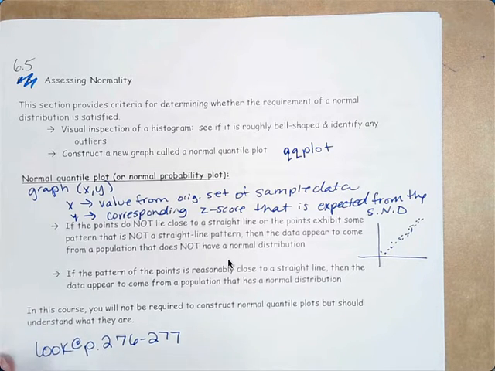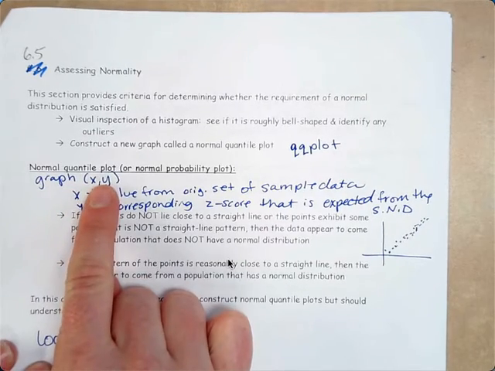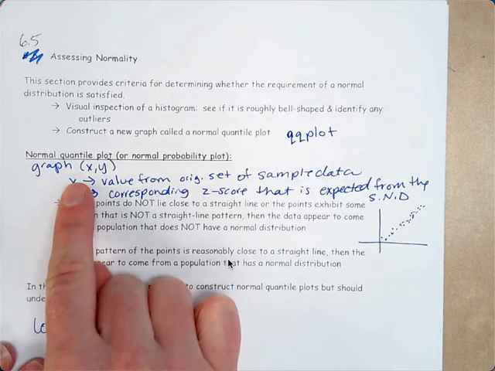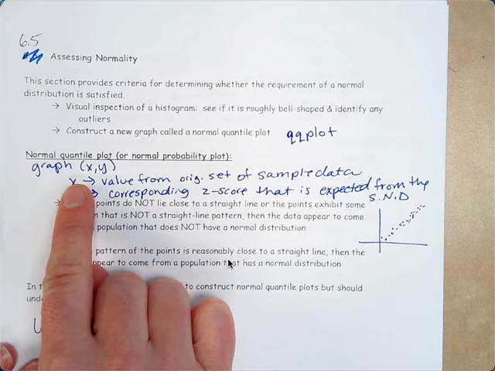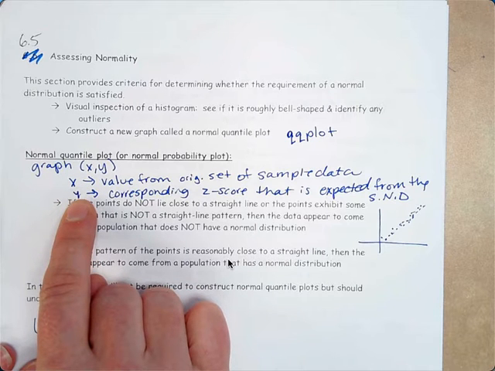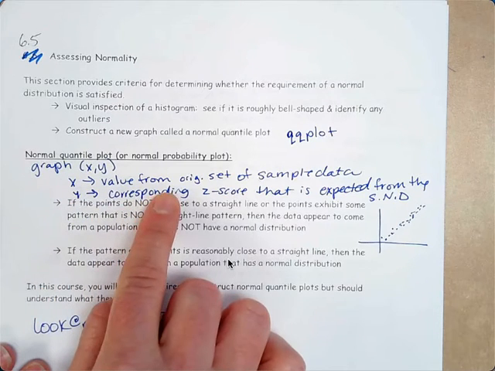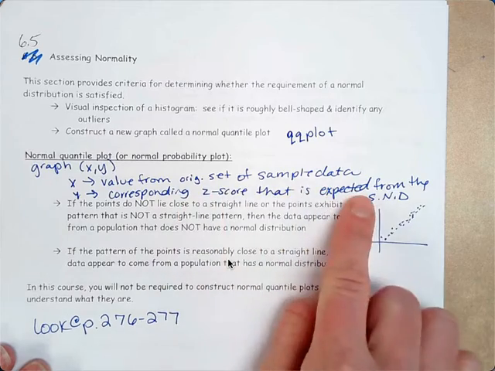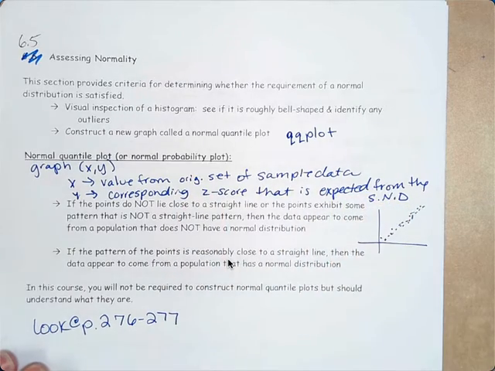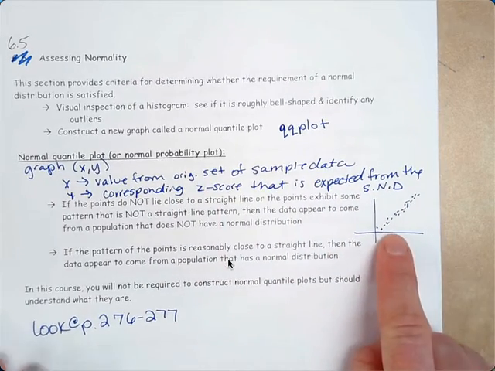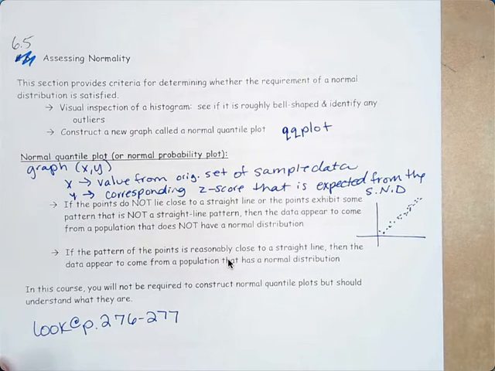The way that it works is it's going to graph two values, X and Y. X is going to be a value from the original set, and Y is going to be the corresponding Z score that is expected from the standard normal distribution. So it's going to create some kind of scatter plot. And what we're looking for it to be a normal distribution is that it is on a straight line pattern. If it's on a straight line pattern, then it is a normal distribution.